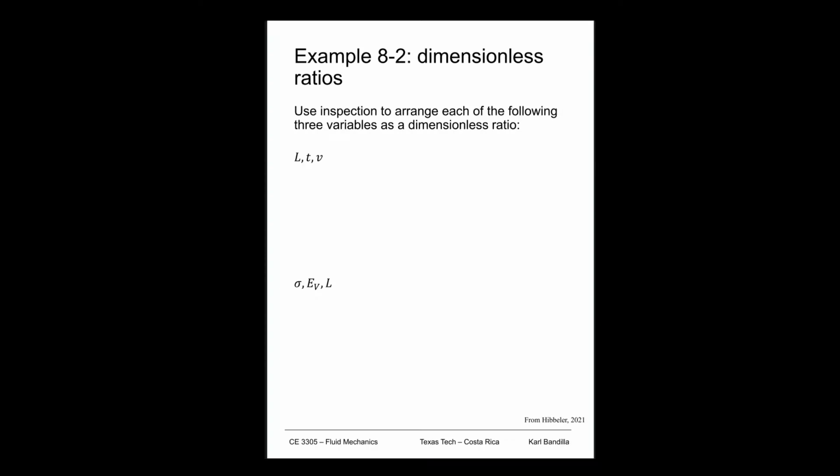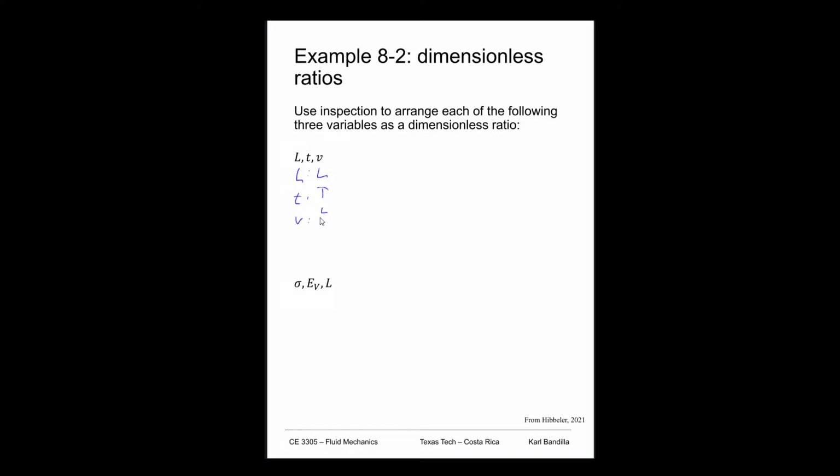This is example 8-2, where we're going to create dimensionless ratios based on a set of variables that we're given. For the first one, we're given length, time, and velocity. So let's see what their MLT dimensions are. So let's start with length. Well, it's easy. That's, of course, a length. Time, also pretty easy. It's a time. And then velocity is a length per time.